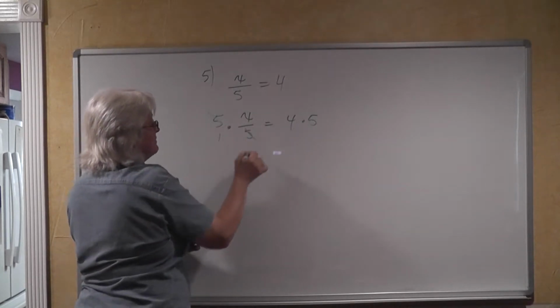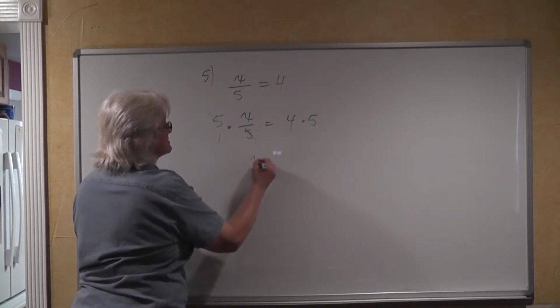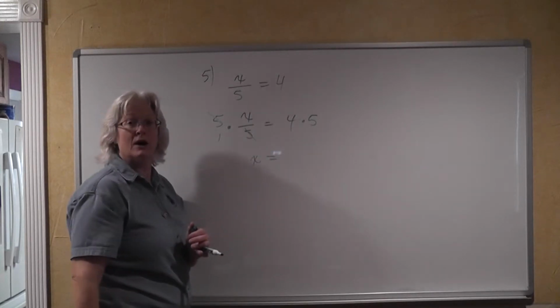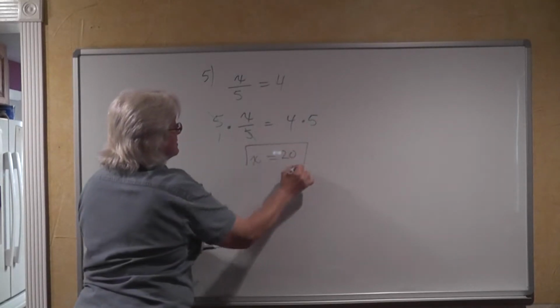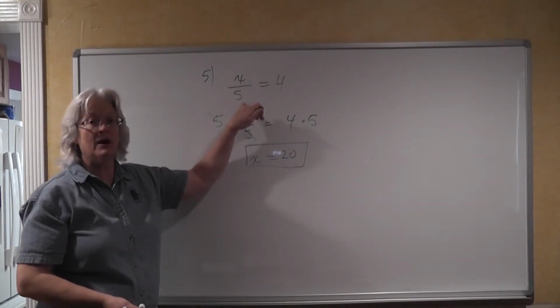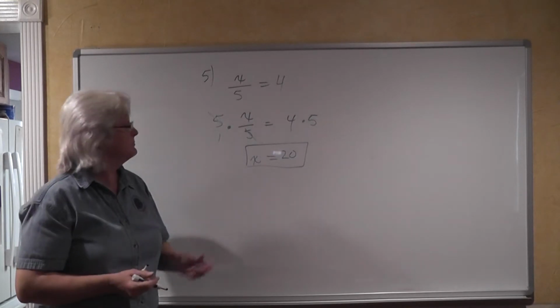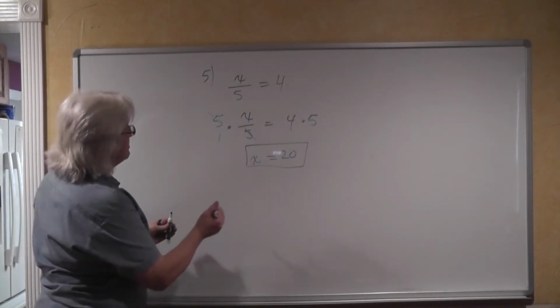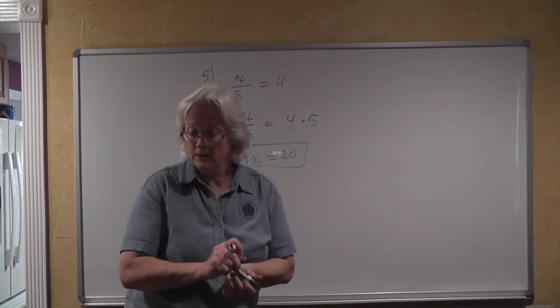5 divided by 5 is 1. That's what our goal is here. We now have x is equal to 4 times 5, or x is equal to 20. We've divided by 5. We multiply both sides of the equation by 5. Okay? Problem number 6. Let's see what we have here.